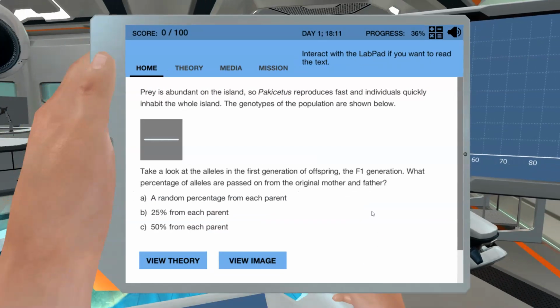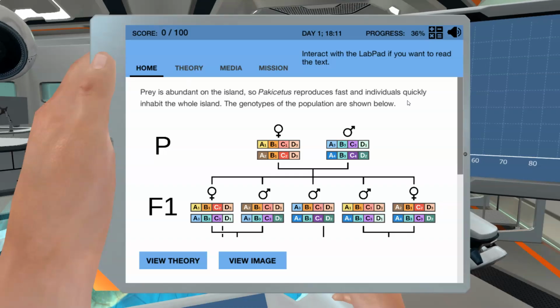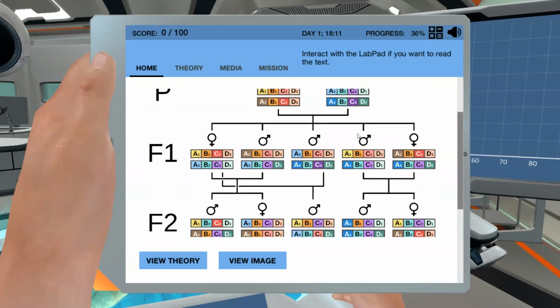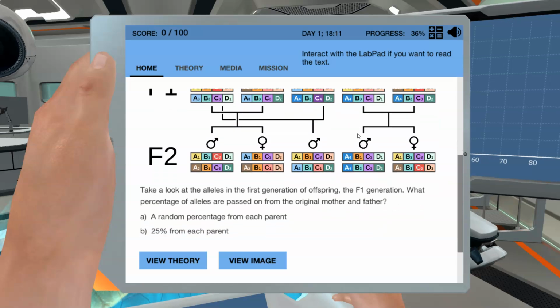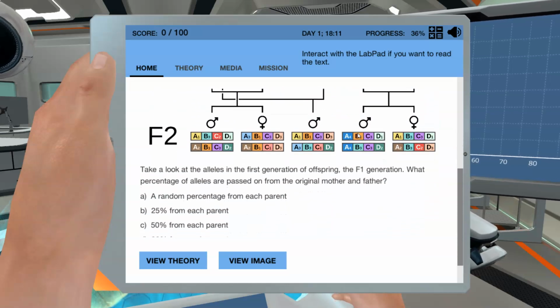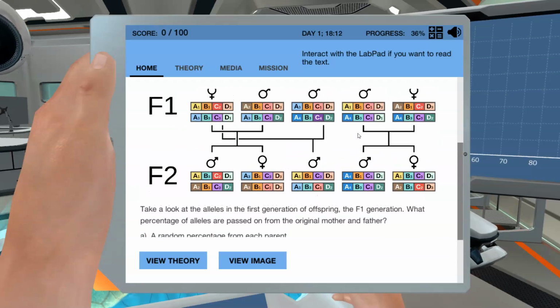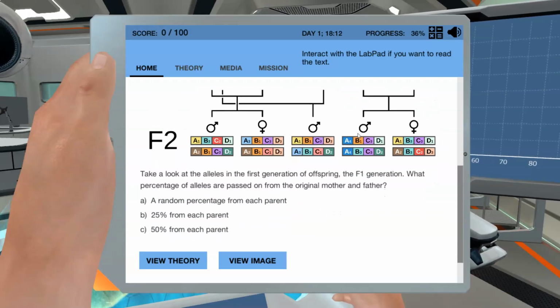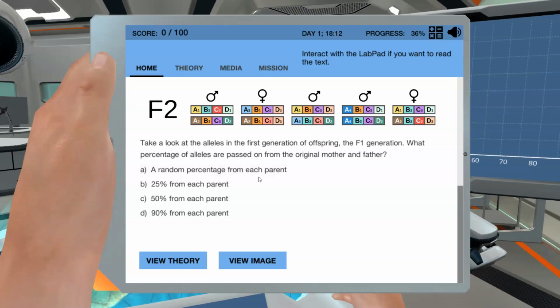Prey is abundant on the island, so Peckycetus reproduces fast and individuals quickly inhabit the whole island. The genotypes of the population are shown below. Take a look at the alleles in the first generation of offspring, the F1 generation. What percentage of alleles are passed on from the original mother and father?